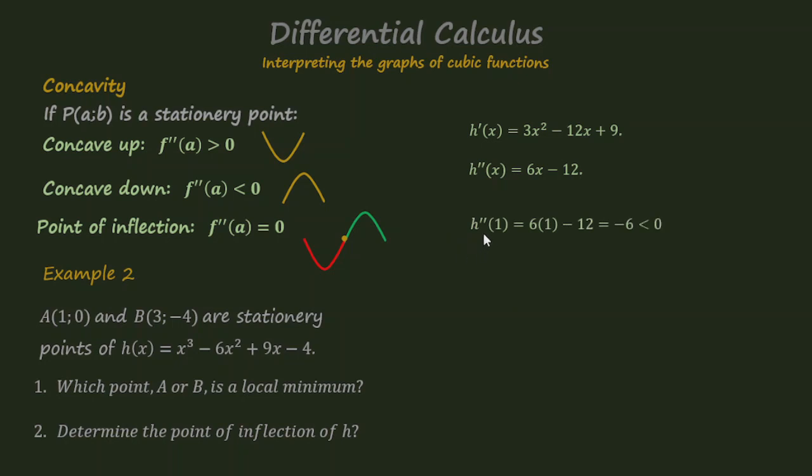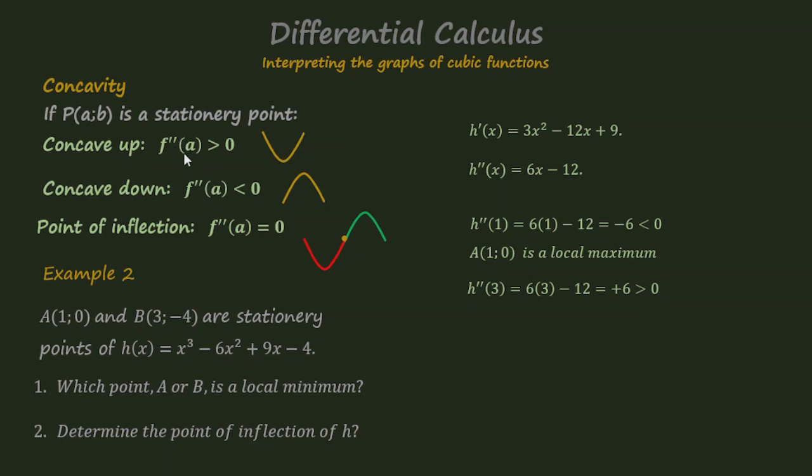When we substitute x equals 1, our answer is minus 6, which is less than 0. So what do we have at the stationary point? Our shape is concave down, so we have a maximum. Therefore, this will be a local maximum. We can try with x equals 3. If we substitute x equals 3, we get a positive 6, which is greater than 0.